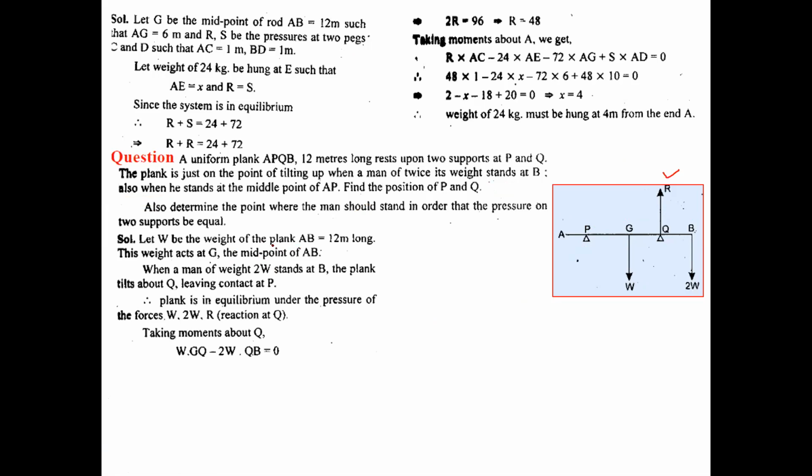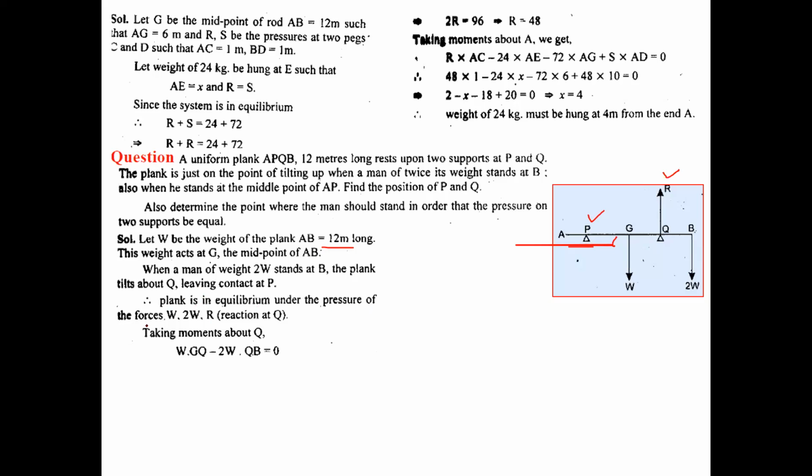So let W be the weight of the plank, 12 meters long. AG will be 6. G is the midpoint, and the man, 2W, stands at P. The plank tilts about Q, leaving contact at P. So the contact at P is lost, and that's why we are not taking the normal reaction at P.